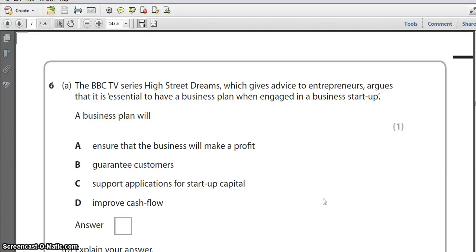The answer is not A, because it is impossible to ensure that a business will make a profit. Even with a plan, uncertainty may occur that stops the business from making a profit. Same thing with B. You cannot guarantee customers. You can plan, but remember there's a section of Unit 1 about risk and uncertainty. There's always uncertainty. You never know if you're going to make a profit. You can never guarantee customers. So the answer is C. It's a good way to try and get capital, but it cannot guarantee profits.